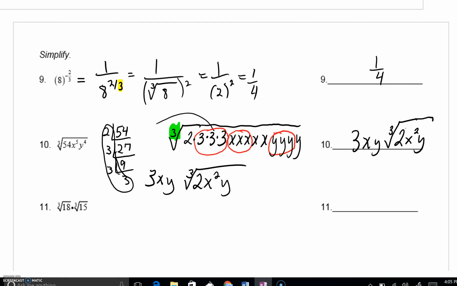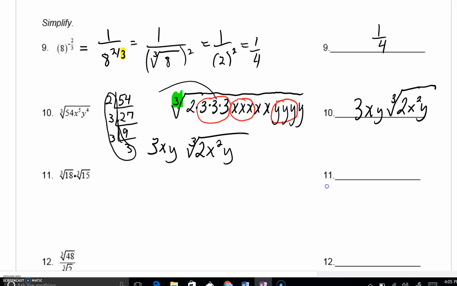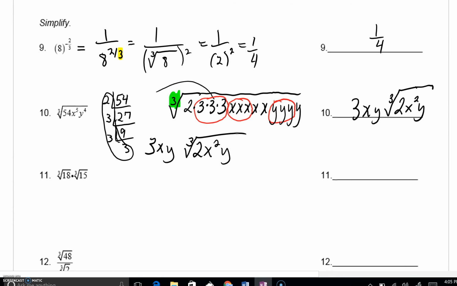Last one on the video, number 11. We're going to have to break down 18 and 15 with a division tree. So with 18, we can say, well, check 2. 18 divided by 2 is 9. 2 doesn't divide into 9, but a 3 does. 9 divided by 3 is 3. So this 18 is really 2 times 3 times 3.